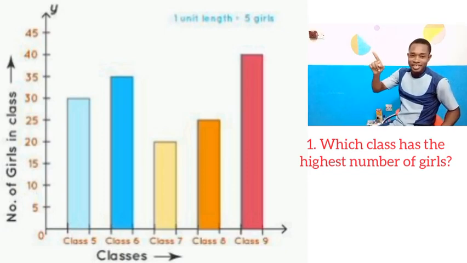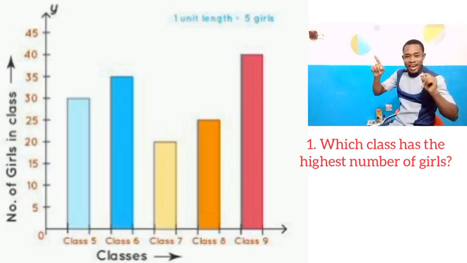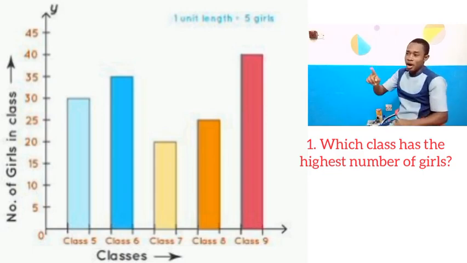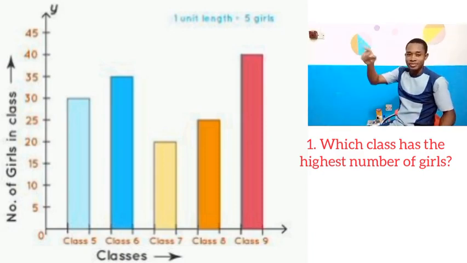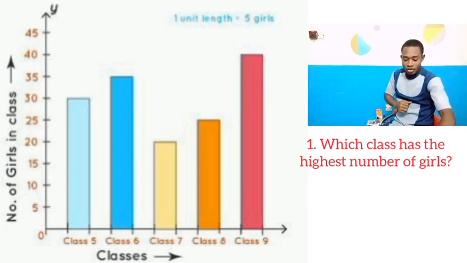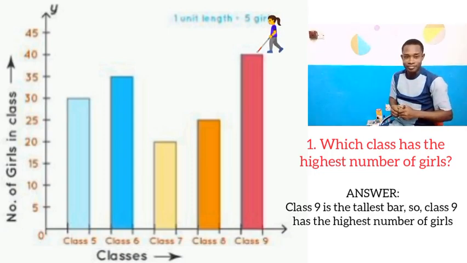Are you seeing the bar chart? How do we get the class that has the highest number of girls? Quickly look at the rectangular bar. Which one is the highest? Or simply, which one is the tallest? So you are seeing in that bar chart now. Good. The tallest bar is that one in class 9.